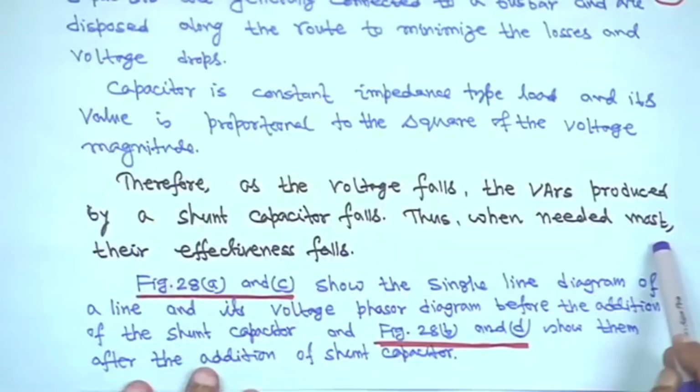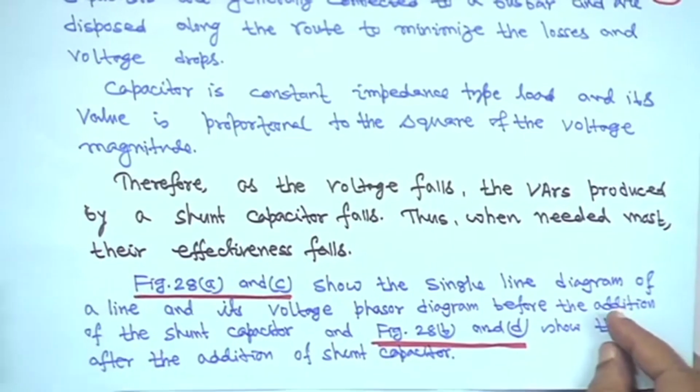But the capacitor's reactive power injection is proportional to the square of the voltage magnitude. If it gives 5 megavar at 33 kV, then suppose the voltage instead of 33 is 30 kV, that means the reactive power injection will be (30 upon 33) whole square into 5 megavar. That means, it will not inject 5 megavar, rather it will inject less megavar into the network, right. So, that is why as the voltage falls, the vars produced by a shunt capacitor fall, thus when needed most, their effectiveness actually falls, right.